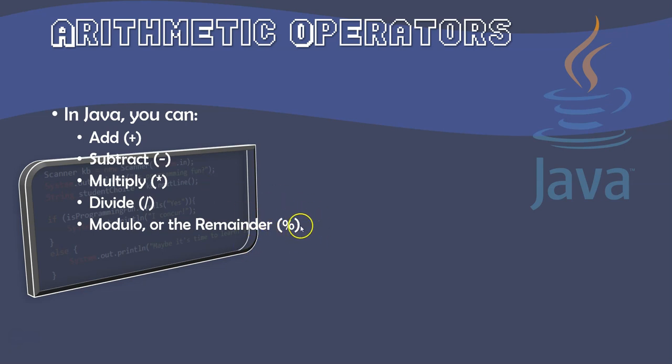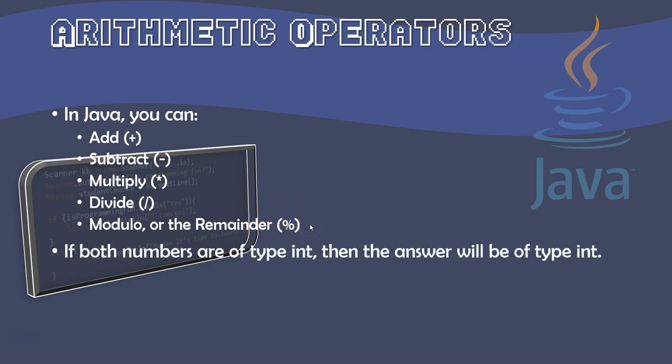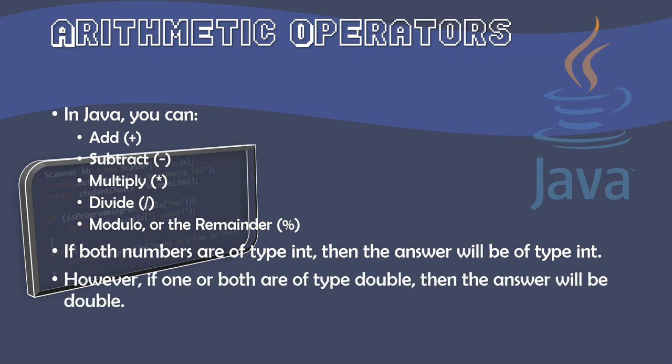And this will come in handy as we get a little further in the course. Maybe not as much right now. You may not see as much value to it because these ones are pretty straightforward. But again, this one will be an operation that you will use. Now, a couple notes: if both of your numbers, when you're doing an operation, are of type int, then your answer is going to be of type int. However, if one or both of your numbers are of type double, then your answer will be a double.